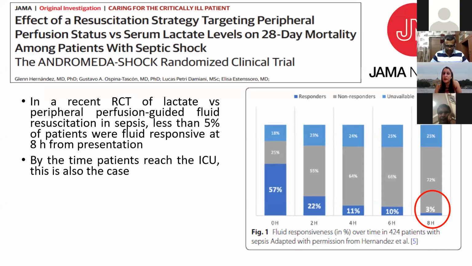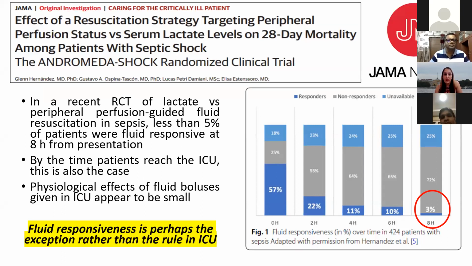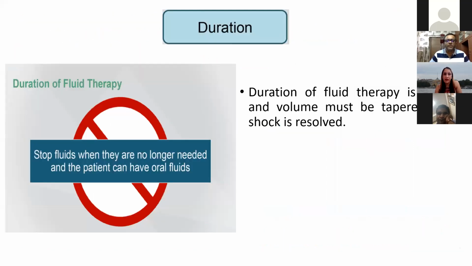Once we receive the patient from the ER to the ICU, by the time the patient reaches the ICU, the patients are least likely to be fluid responsive. And many studies have shown that the physiological effects of fluid bolus given in ICU are very small. And fluid responsiveness is perhaps the exception rather than the rule in the ICU. So we must assess the fluid responsiveness of patients before going in for IV fluid therapy.